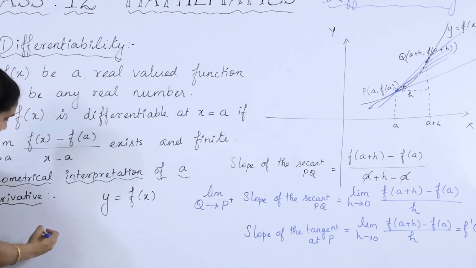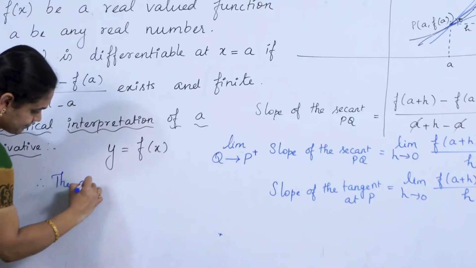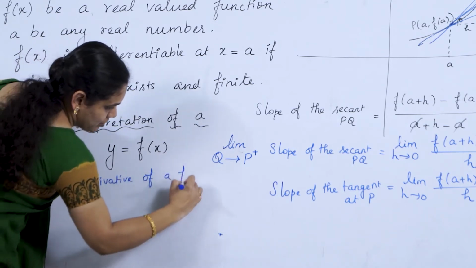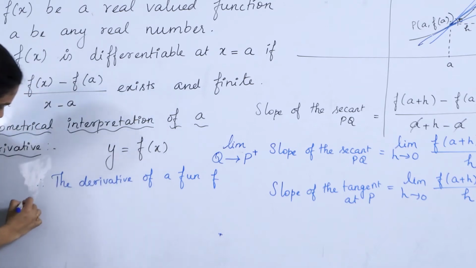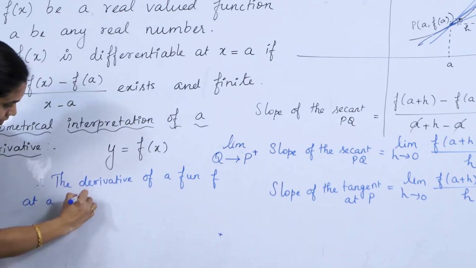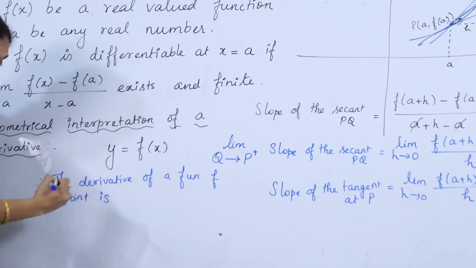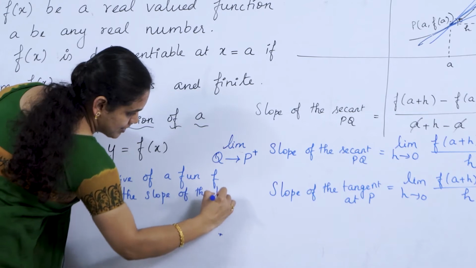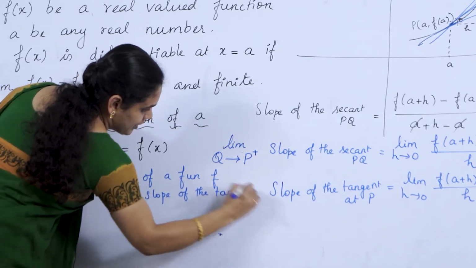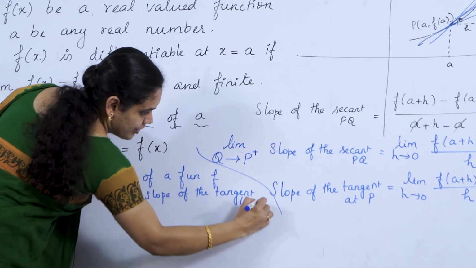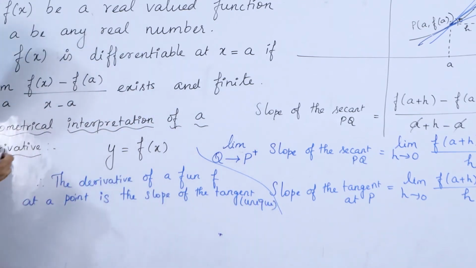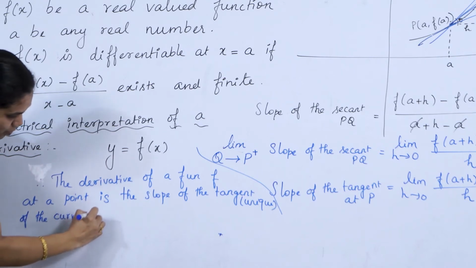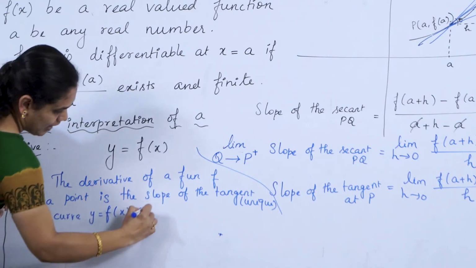The geometrical interpretation of the derivative is: the derivative of a function f at a point is nothing but the slope of the tangent. Slope of the tangent, that is also unique, very important. Only one tangent we can draw, unique, of the same function, of the curve y equal to f(x) at that point.